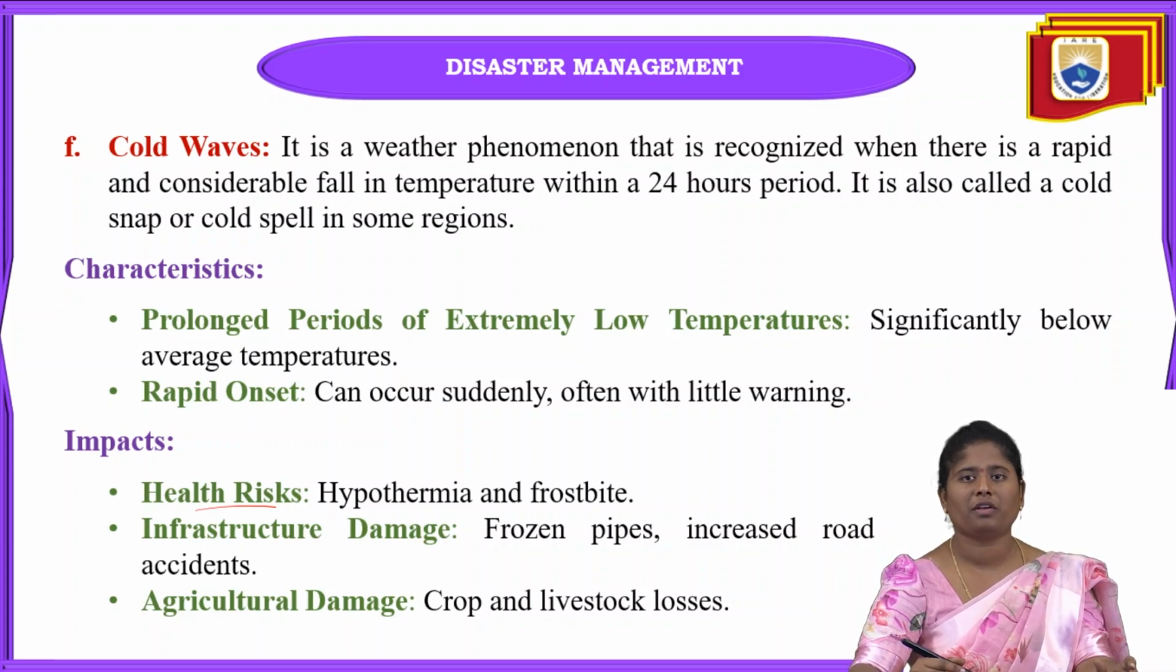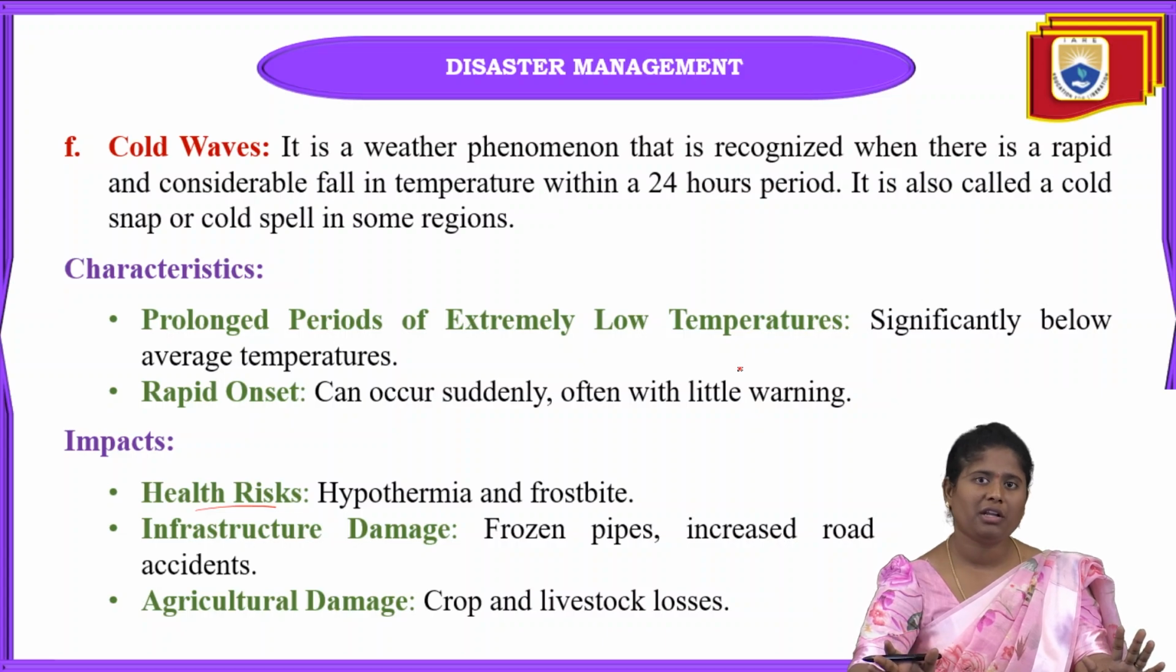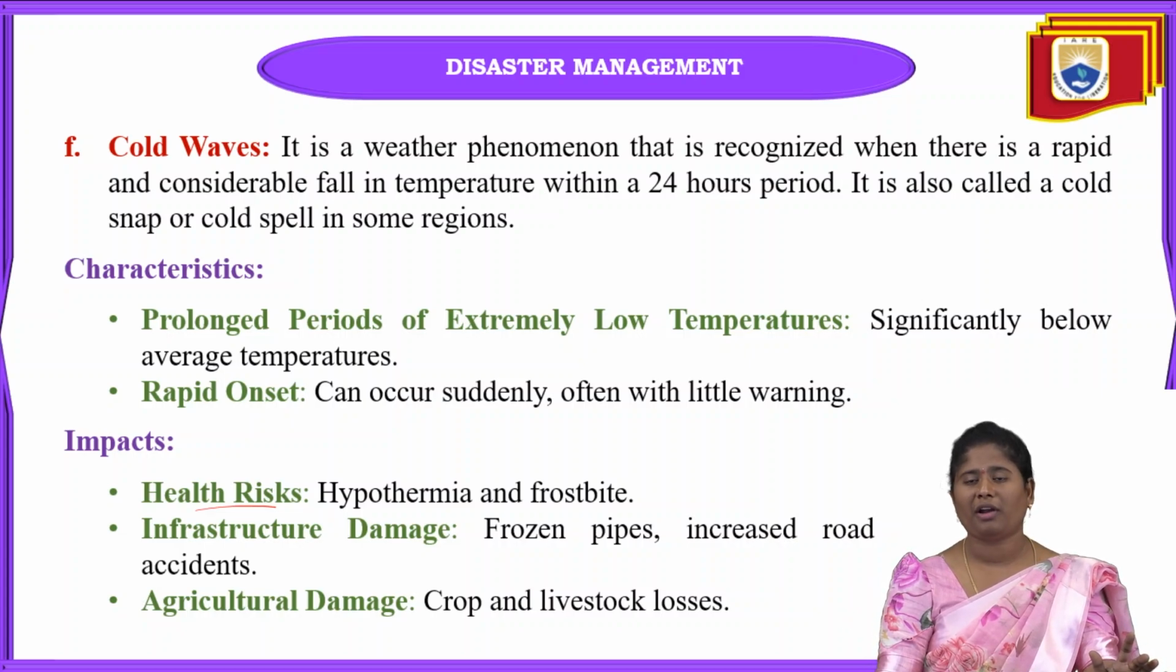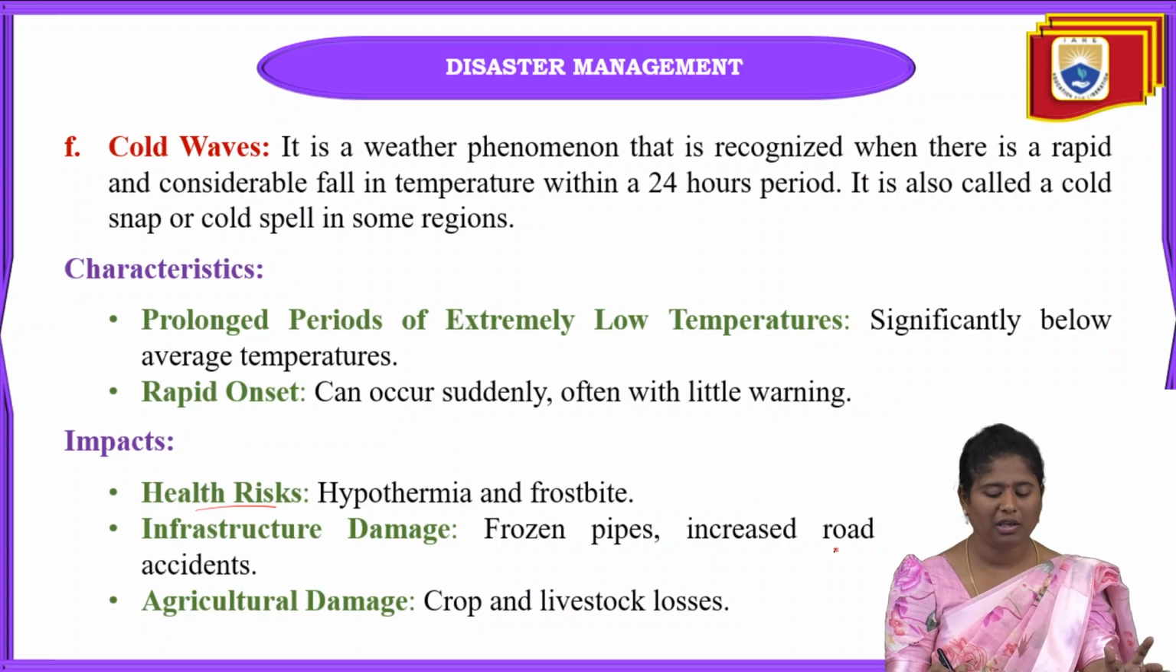Next one is infrastructure damage. In this infrastructure damage, if the overall climate is cold, automatically the pipes are going to be frozen, and there will be ice falling on the roads, which will cause very much damage to the transportation facilities. There will be an increase in road accidents also.